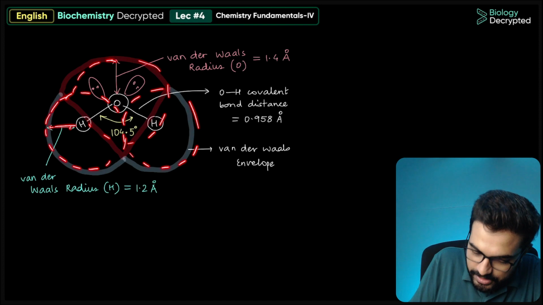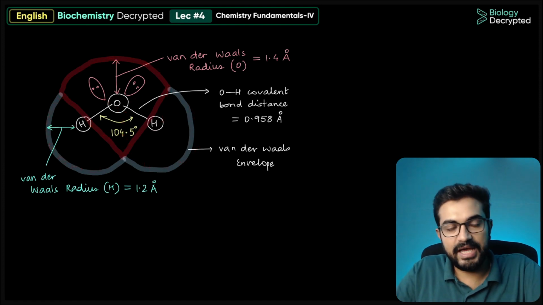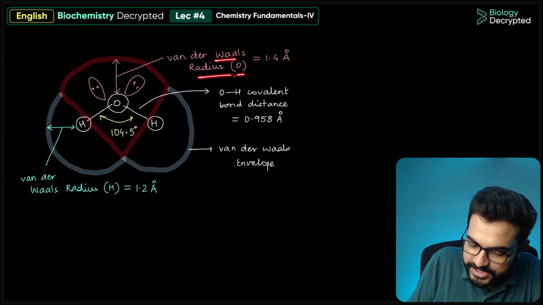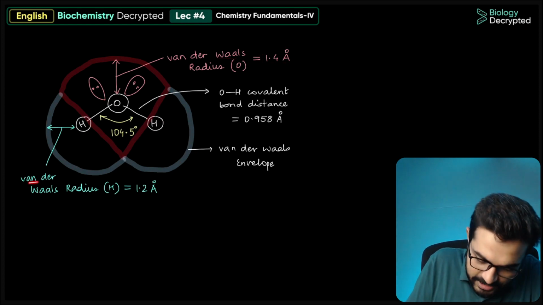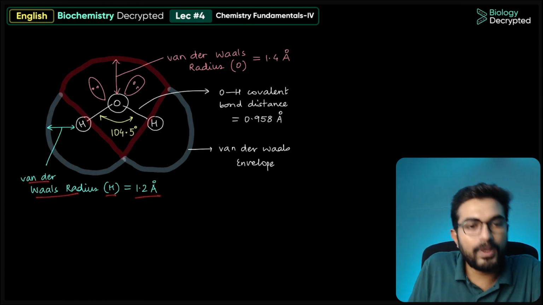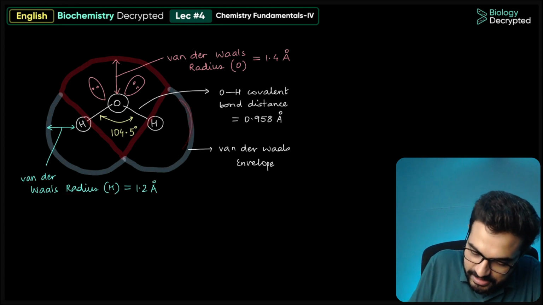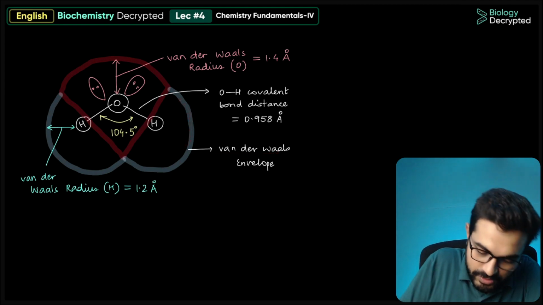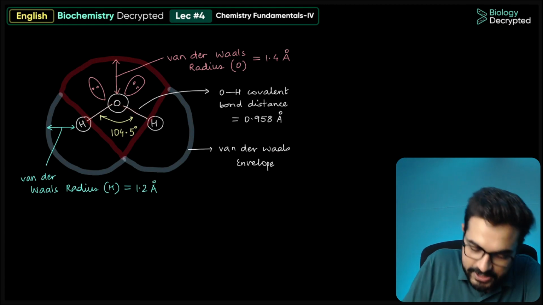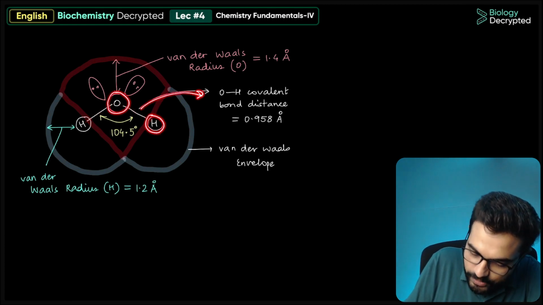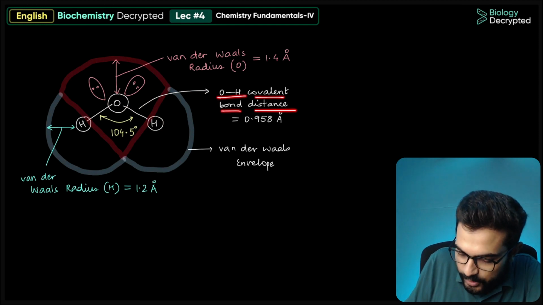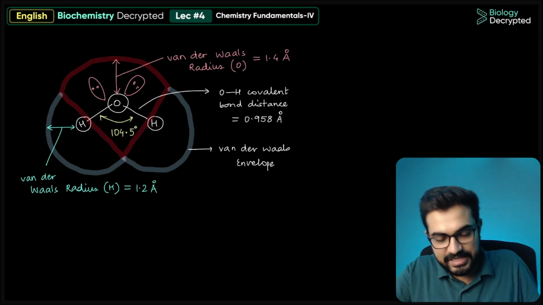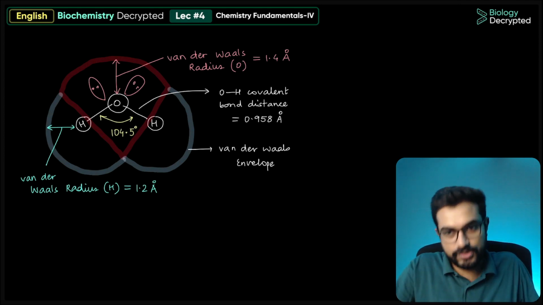So this is how these individual atoms will have a van der Waals radius, and there will be a value of this van der Waals radius. The van der Waals radius for oxygen will be 1.4 angstroms, and similarly the van der Waals radius for hydrogen will be 1.2 angstroms. Now this is how you can see the van der Waals envelope here. And now if we talk about the individual bonds, there are two similar OH bonds. In these OH bonds, the OH covalent bond distance is 0.958 angstroms. So this gives you the overall picture of the structure of water.